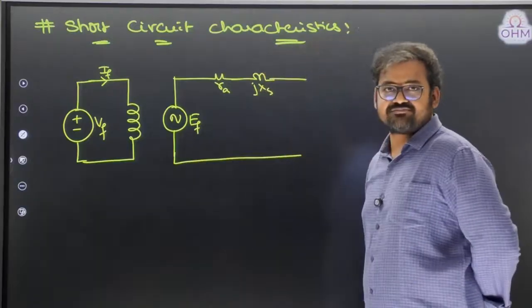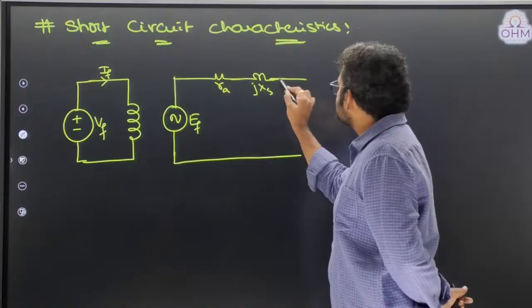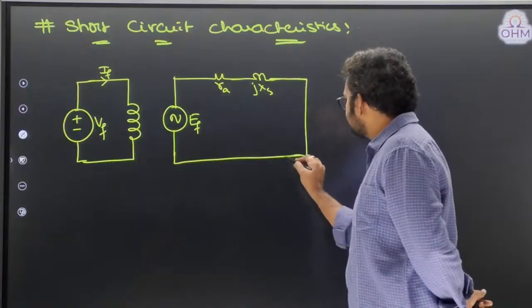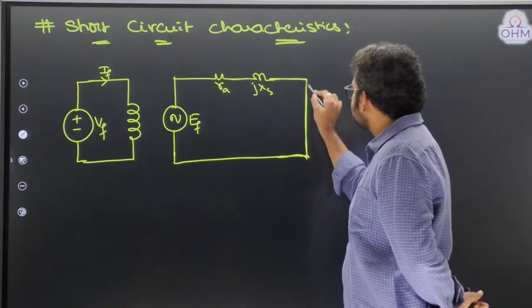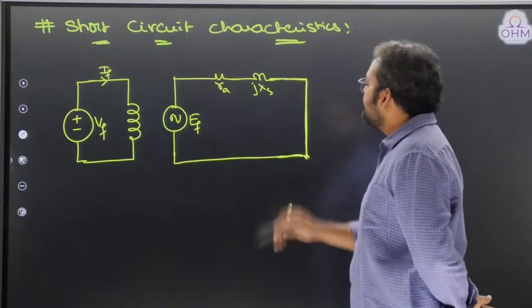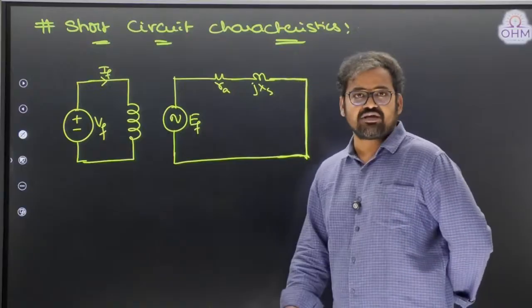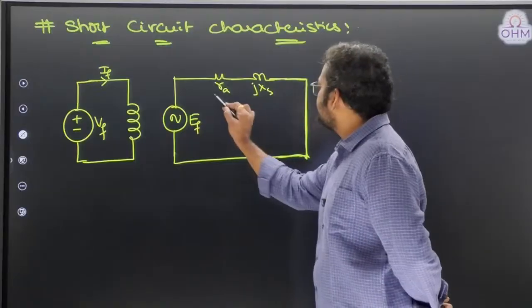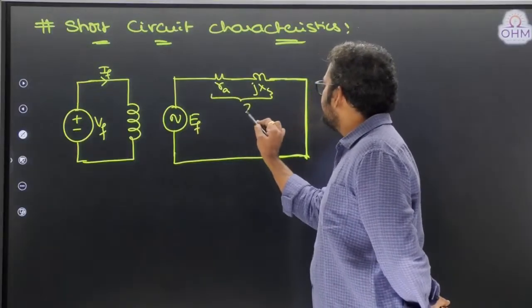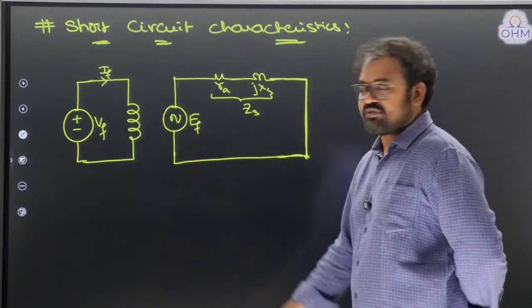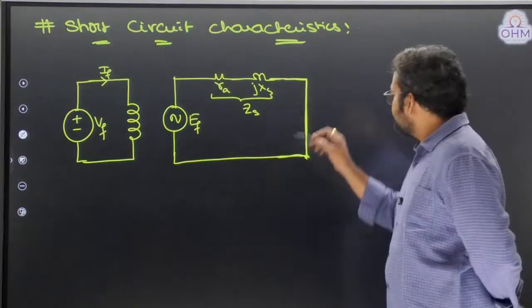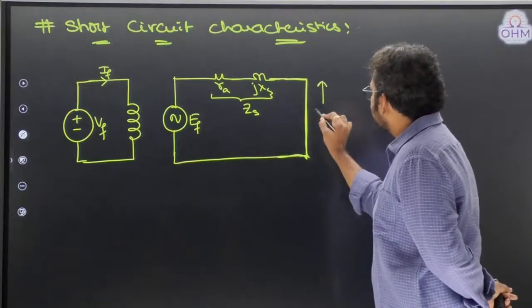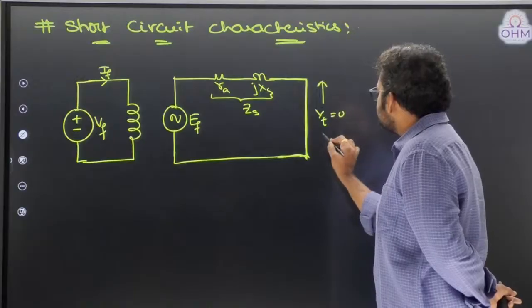These are the terminals. But now the terminals are short circuited. Got it? Because we are drawing short circuit characteristics. Okay, short circuited terminals. These two together I can call a synchronous impedance ZS. Okay, now the point is very simple. As the terminals are short circuited, terminal voltage will be zero.